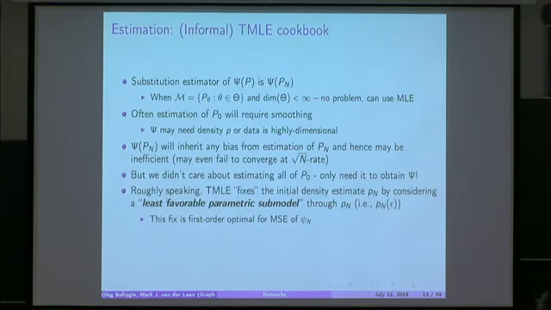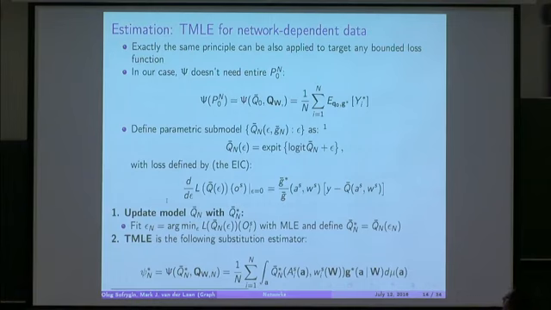Because after all, we didn't care about estimating this whole likelihood, and we didn't care about estimating Pn. We only did it so that we can obtain our final estimate, and that's what essentially TMLE does. It actually can be applied in a much more general way, because we don't have to be estimating the densities. It can be applied to any bounded loss function.